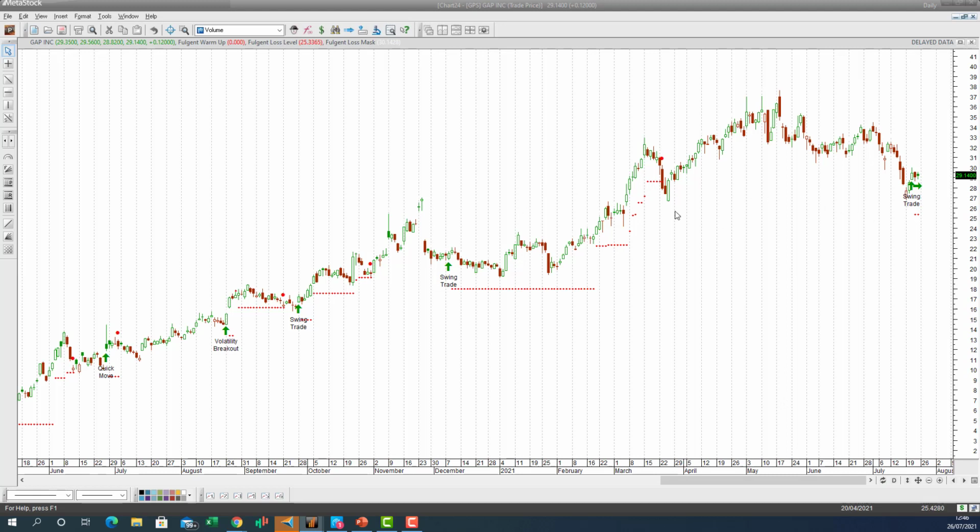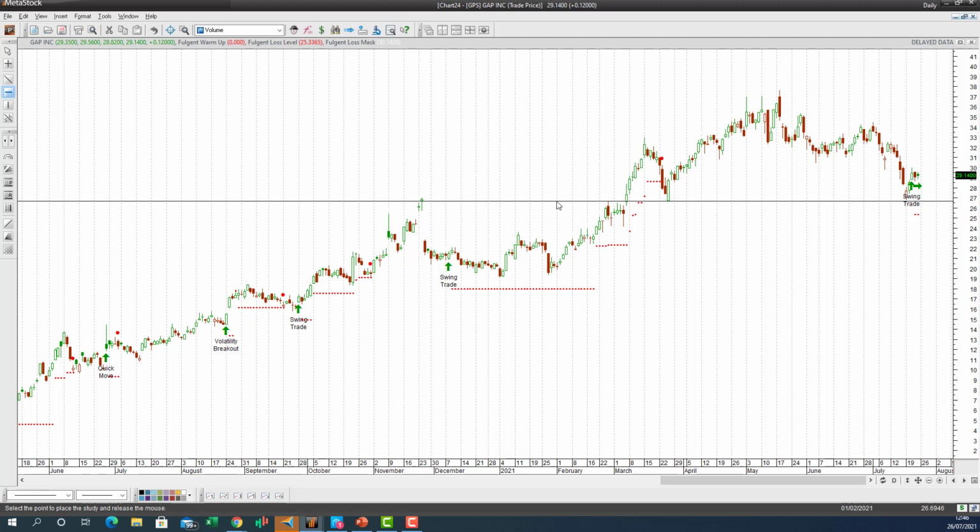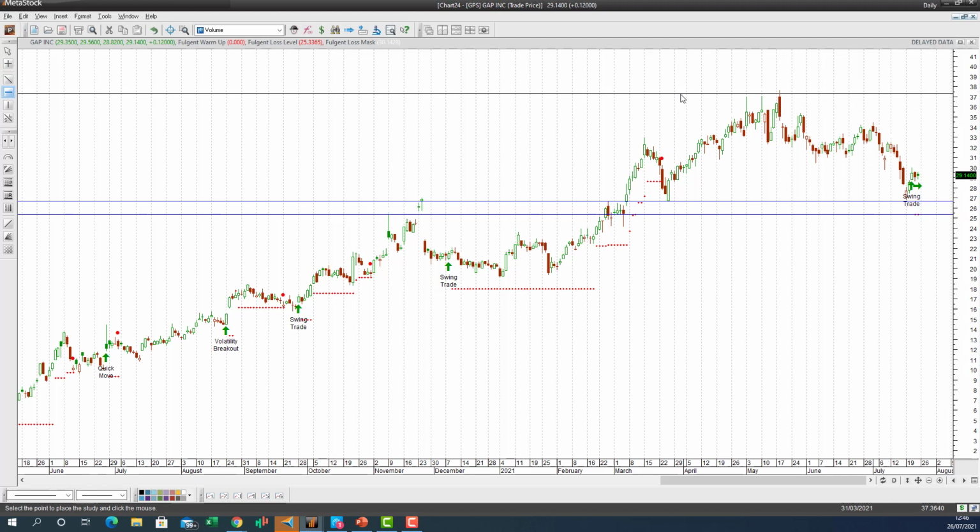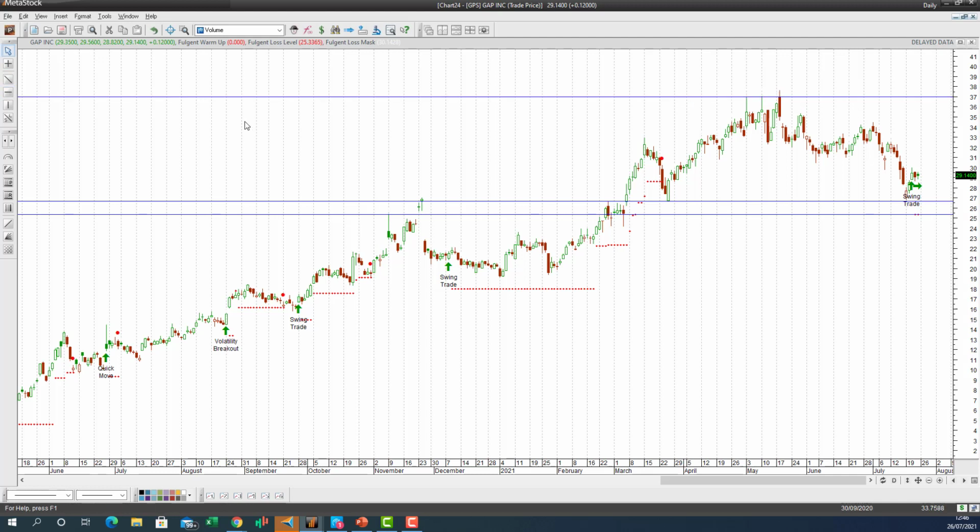Stock is now kind of back close to key support zone, this level here. Swing trade level, there's your stop loss generated over there. Stop loss is at 25.33, and the old highs here, these would be the profit targets. That cluster of resistance there would be your upside target for this particular swing trade.